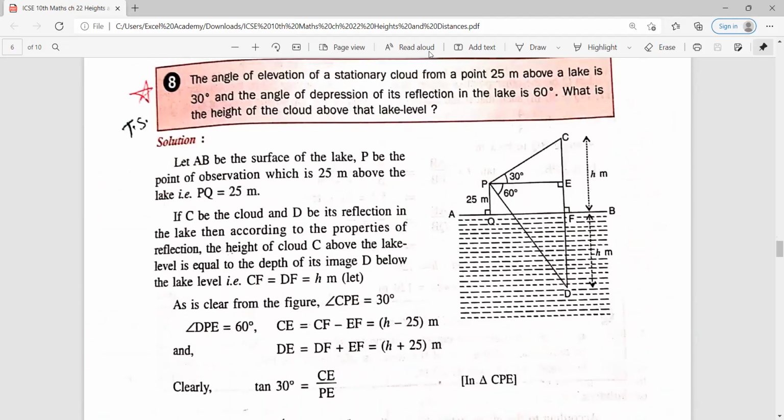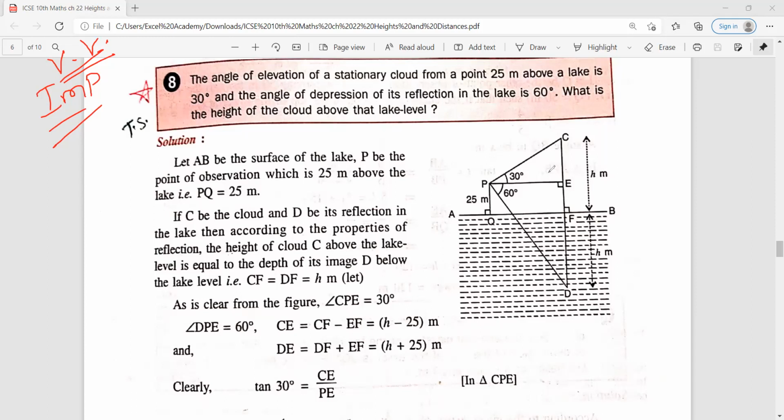Okay, next question is also very important. Please try to understand. Write this also as very important. Okay, because understanding this question is basically very important. First thing: the angle of elevation of a stationary cloud from a point 25 meter above a lake is 30 degrees and the angle of depression of its reflection in the lake is 60 degrees. What is the height of the cloud above the lake level?